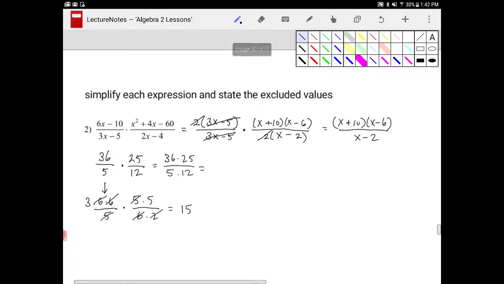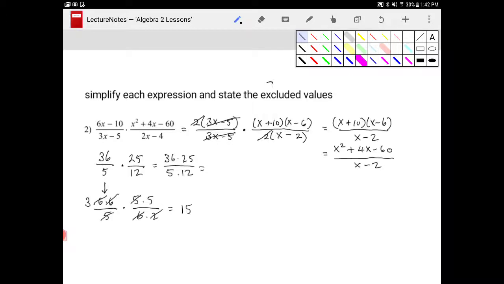Should you multiply the numerator out again? You really don't have to, but if you really want to, you certainly can. This is another way of expressing it: x squared plus 4x minus 60 all over x minus 2. This is an alternative.